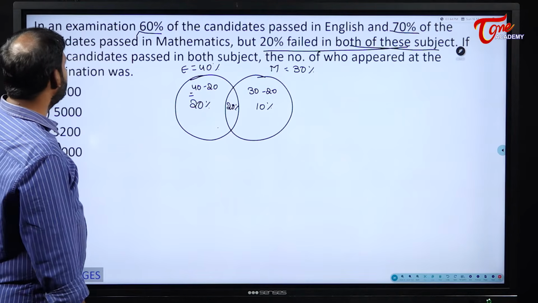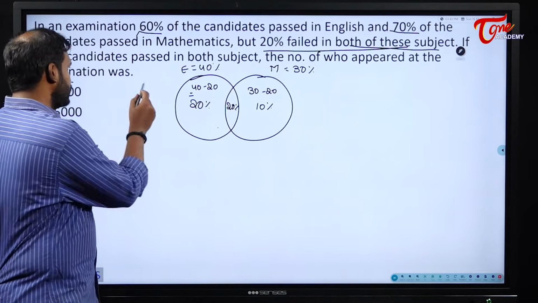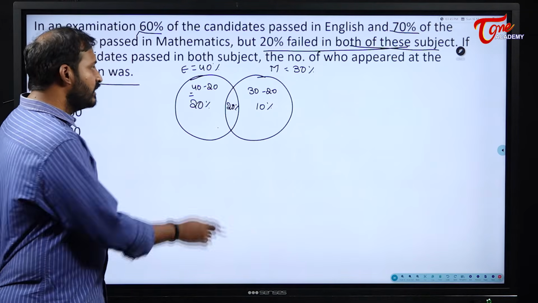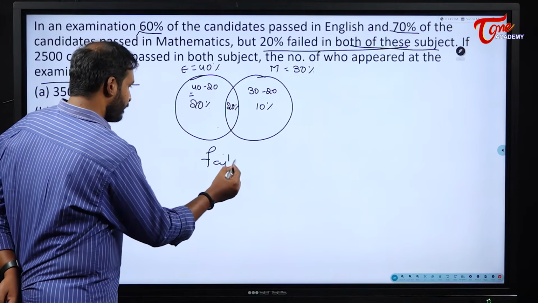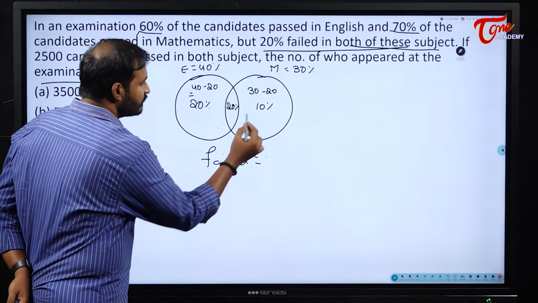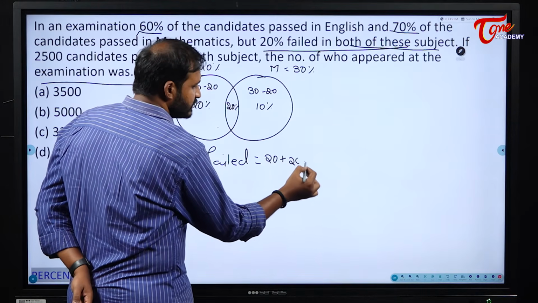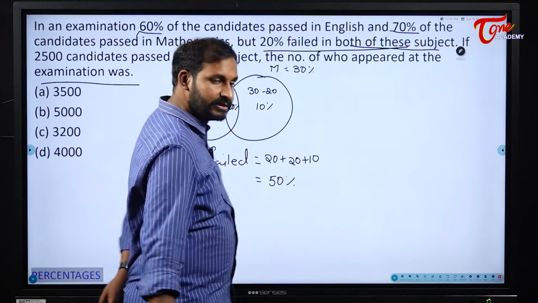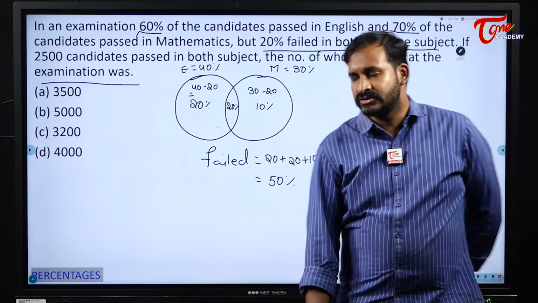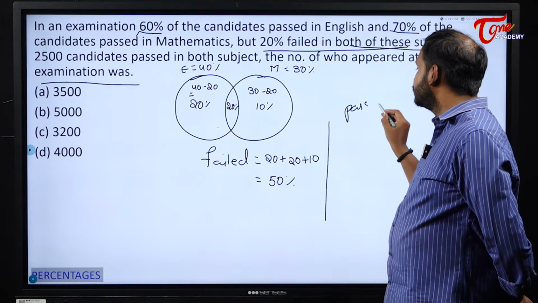Okay, if 2500 candidates passed in both the subjects, the number of appeared for the examination was. Okay, we will see it. So first of all, overall failed candidates are how much? 20 plus 20 plus 10. That means failed candidates are 50%. If 50% students failed, so what will be the pass value? Passed candidates are how much?